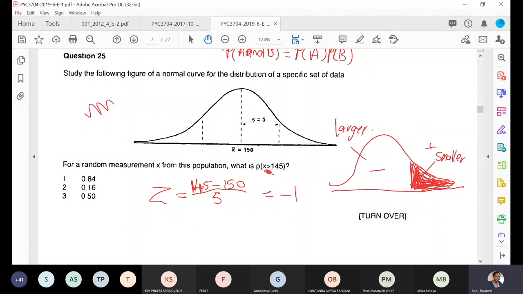So let's go. Sorry, Miss Elizabeth, I just have a question. I see you're colouring in the right-hand side tail, although the Z was negative. Minus one, yeah. Yes, so I'm colouring in the bigger side because the sign says greater than.